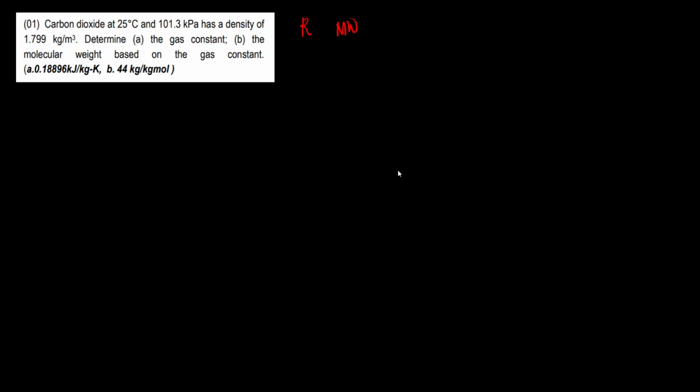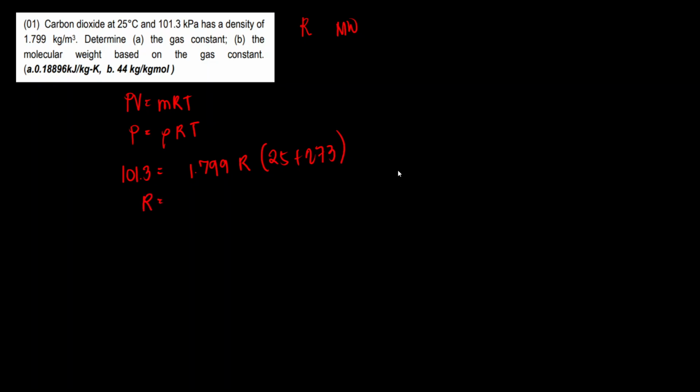So, di ba usually naman ang may formula na tayo na PV is equals to mRT. However, dito density ang given. So, ang gagamitin natin is P equals rho RT. So, meron tayong pressure which is 101.3, density na 1.799, R which is the required, and temperature is 25 plus 273. Make sure that your temperature is always in Kelvin, okay?